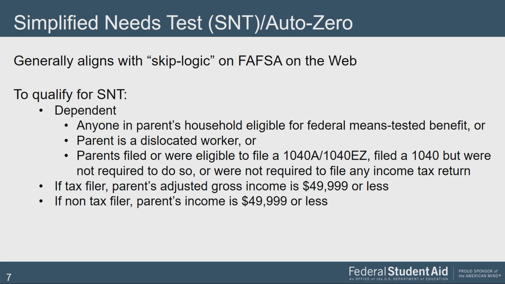Also, to qualify for the simplified needs test, the tax filer parent's adjusted gross income must be $49,999 or less. The other way we often say it is less than $50,000. Or the non-tax filer parent's income must be $49,999 or less.